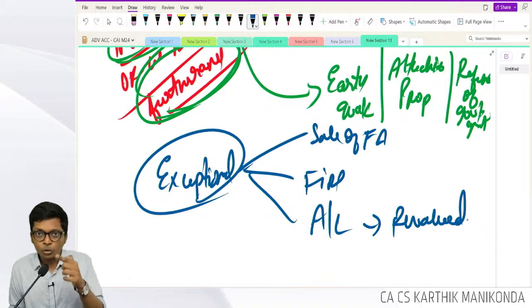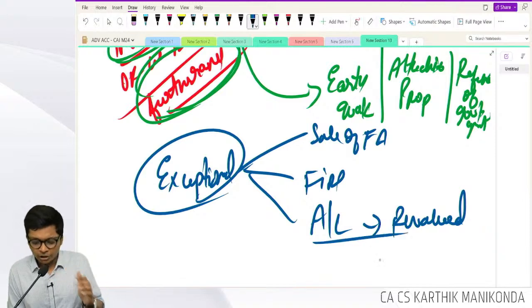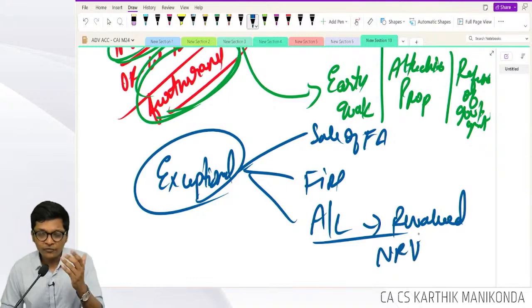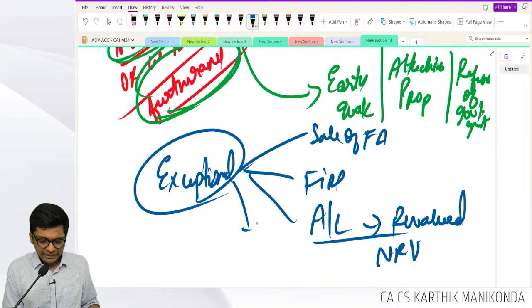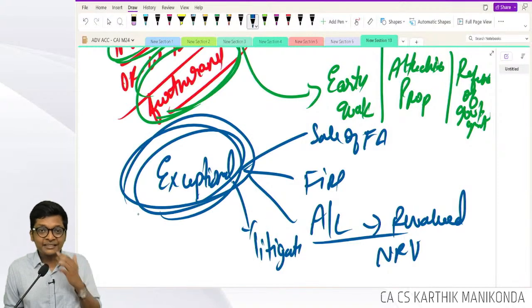Fixed asset is not sold every year. Fire doesn't come every year. Asset inventory revaluation to its NRV, writing off of assets, all these don't happen every year. Or any litigation case loss, these are all exceptional items.